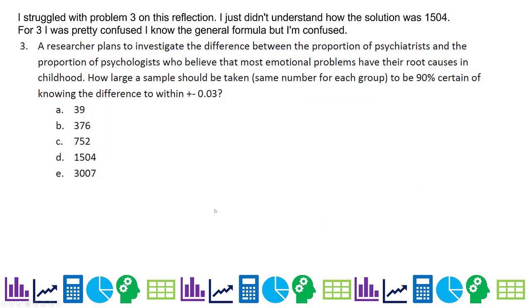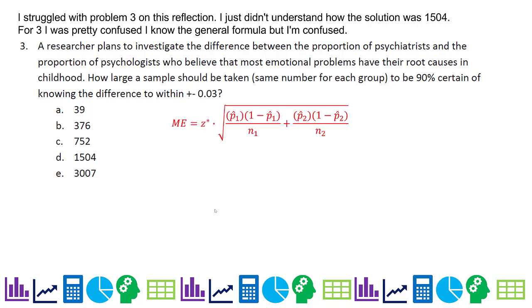Problem 3. A researcher plans to investigate the difference between the proportion of psychiatrists and the proportion of psychologists who believe that most emotional problems have their root causes in childhood. How large a sample should be taken, same number for each group, to be 90% certain of knowing the difference within plus or minus 3%?